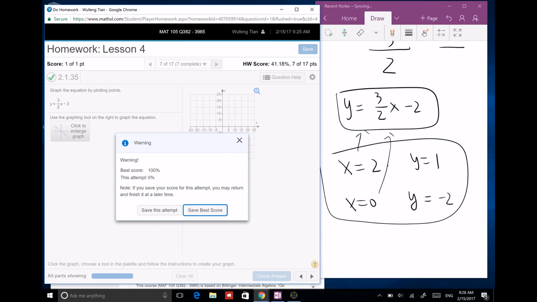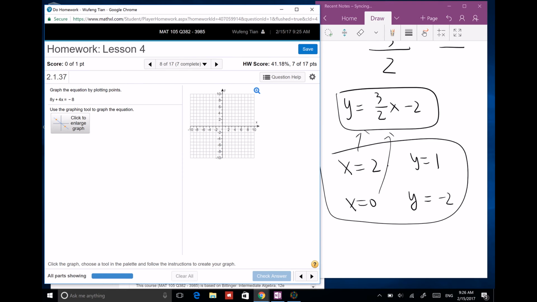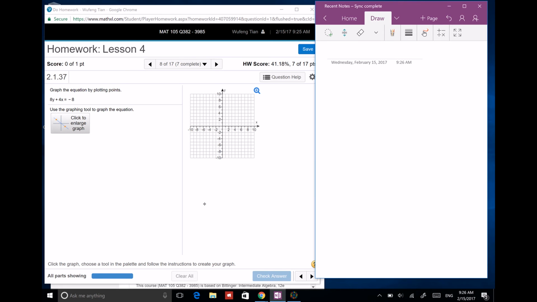Okay, next one. So this would be the same idea. 8y equals 4x minus 8. So y equals, divide everything by 8, divided by 8, divided by 8. So it's going to be 1/2 x minus 1. This is going to be an equation.